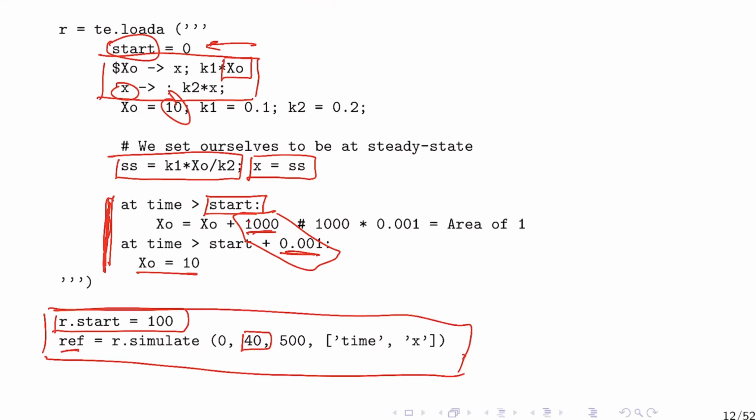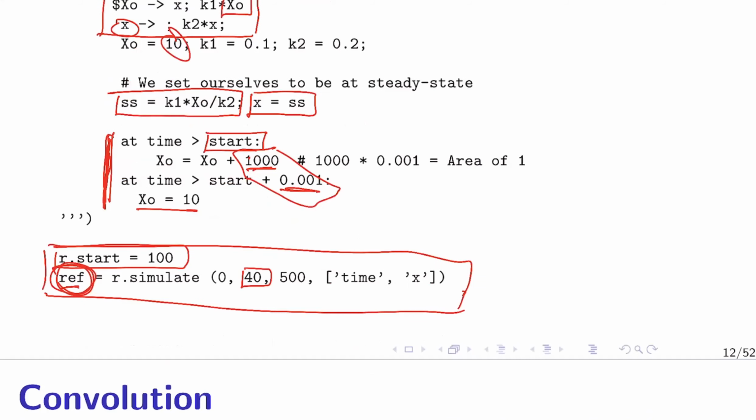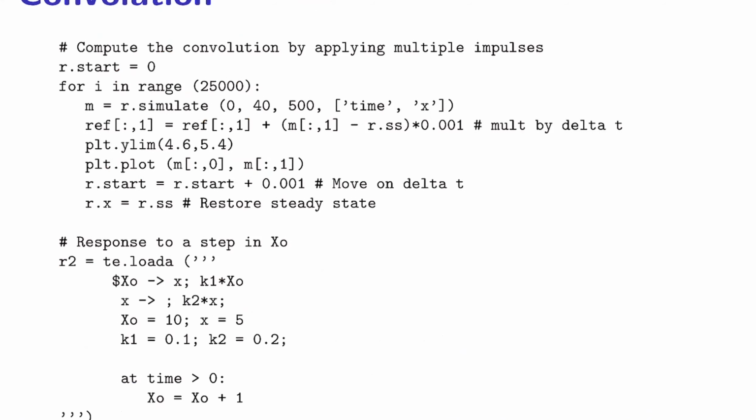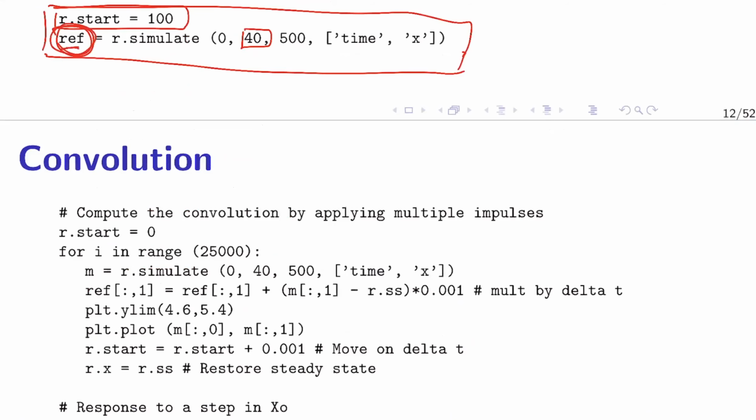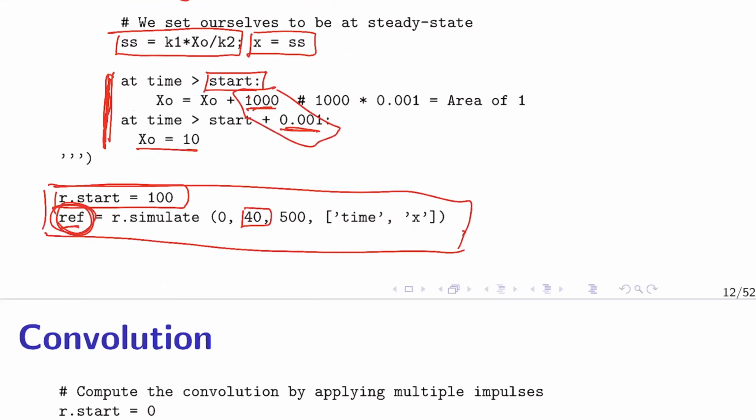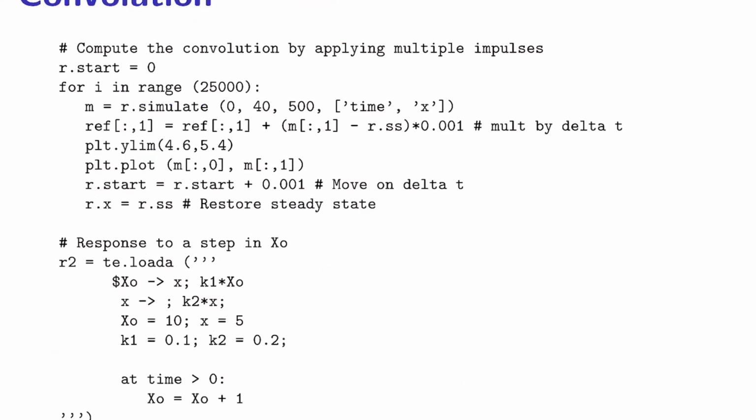All right. And what I'm going to do is I'm going to sum every time I do an impulse. I'm going to add it to the ref, right? So I can build up the response. Okay. So this is now the full thing. I've got the model up here. I've got my reference trajectory there, and this actually does the convolution.